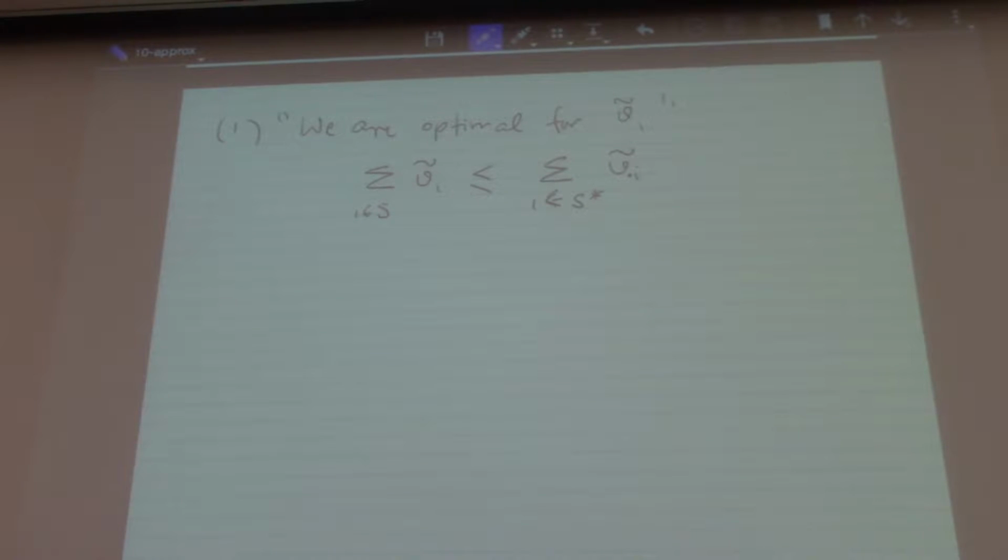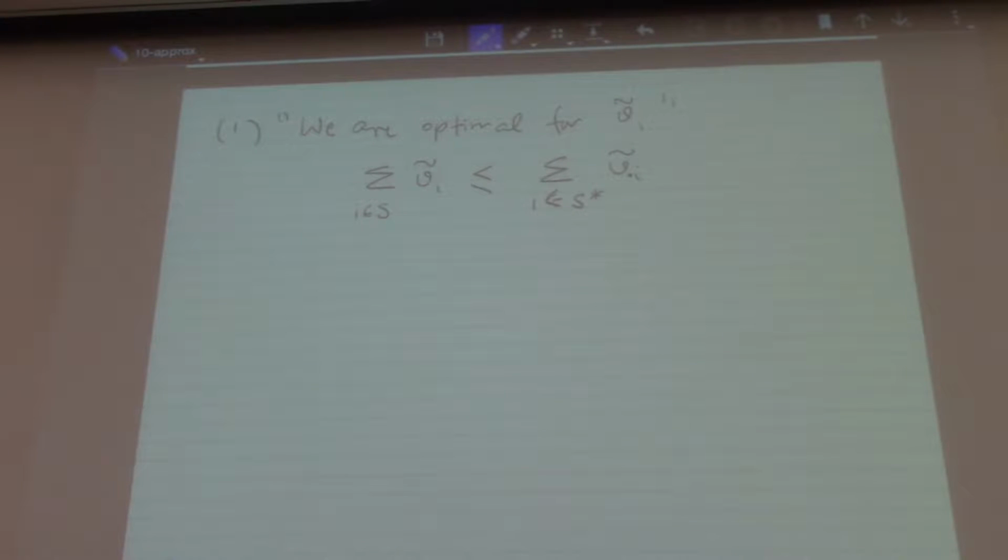See this? We know that we were optimal for the tilde values. So whatever solution opt produces is opt for the v, but not for the tildes. When you get to the tilde case, the rounded case, we are actually better. And that's what I'm saying there. Our solution, when you sum over s, is better than the opt solution summed over s star for the tildes. That makes sense? Because opt is opt for the v's, not for the tilde v's.